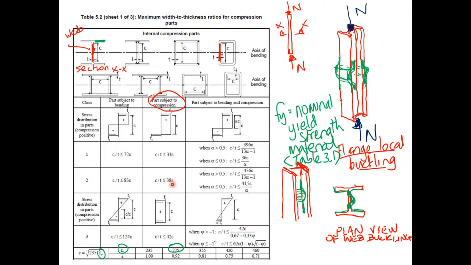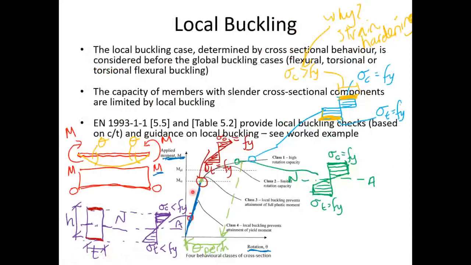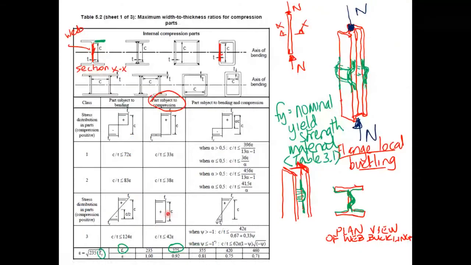If our C over T ratio isn't less than 38 epsilon, then we go and check, is it a class 3 section? Is it less than 42 epsilon? So in other words, I'm looking at the web at the moment, is the C over T ratio for the web less than or equal to 42 epsilon? So somewhere between 38 and 42, it's a class 3 section. For the class 3 section, that means that yes, we can get the material to yield, but then we're going to get local buckling that stops full plasticity from happening. If the C over T ratio is greater than 42 epsilon, then it's a class 4 section.